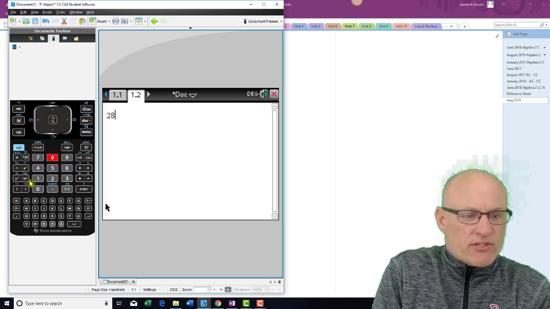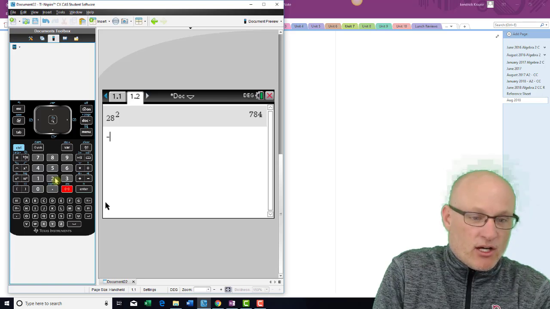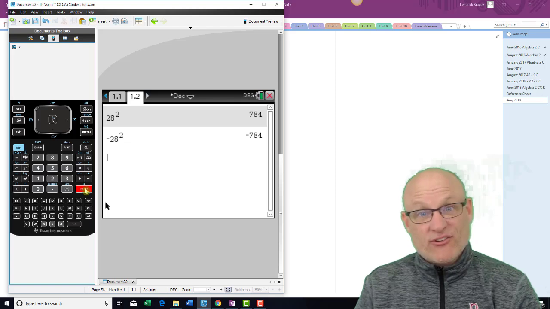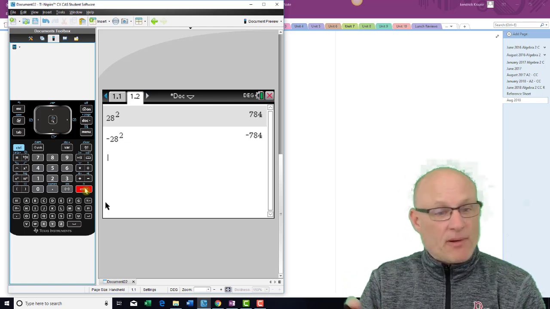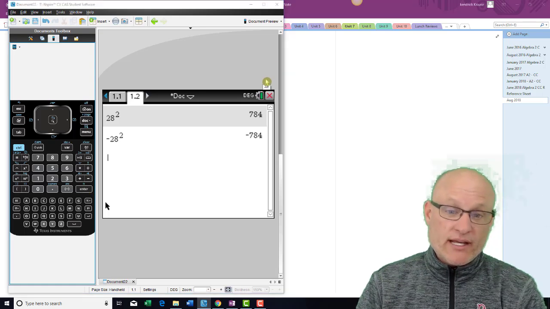28 squared. Notice how I'm not putting the negative in, right? Because this is what happens when you put the negative in, and you all get all crazy stupid on me. Negative 28 squared. Bam. See how it's negative? When you square something, it's always positive. So there's no real reason to put in that negative. Just put in 28 squared.